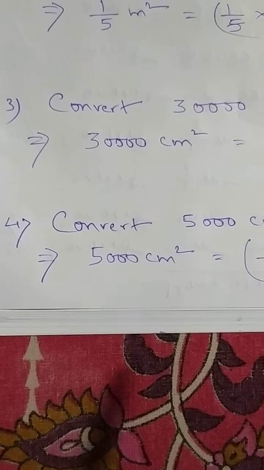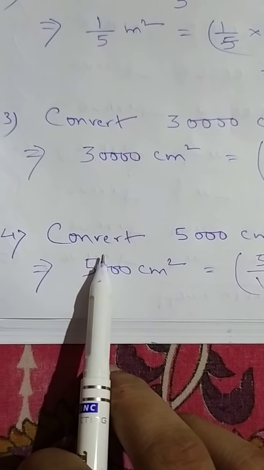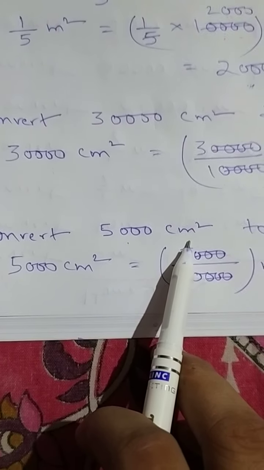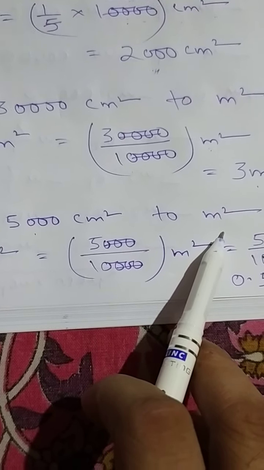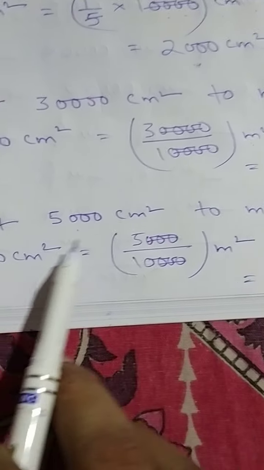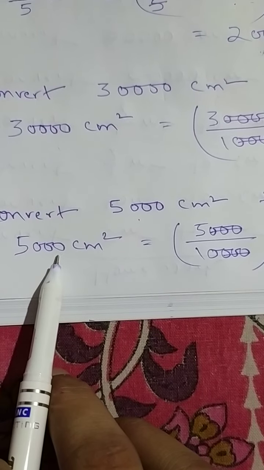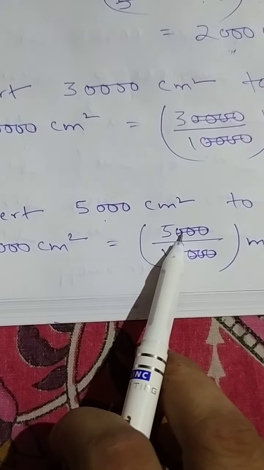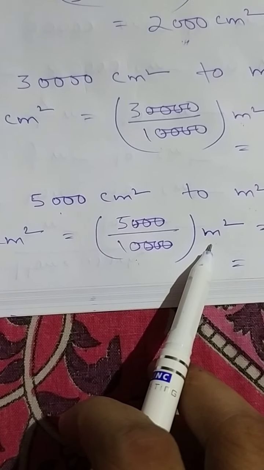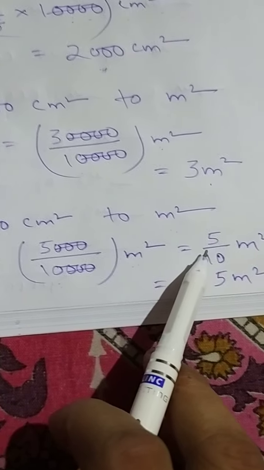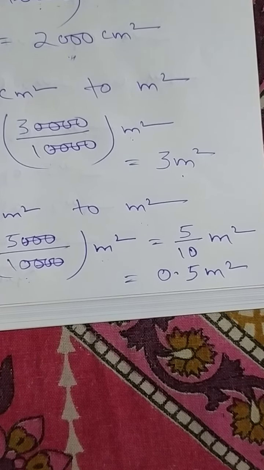Number 4. Convert 5,000 centimeters square to meters square. So again, 5,000 centimeters square equals 5,000 by 10,000 meters square. When you are dividing by 10,000, you have to change the unit to meters square. Now these 3 zeros get cancelled. Your answer will come 5 by 10 meters square.